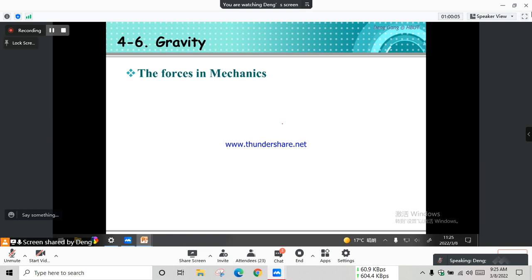So gravity is one of the forces. Why do we explain gravity first? Because you can never escape from gravity, right? You will never escape from gravitational force. No matter how far away the two objects are, there will be force between them.